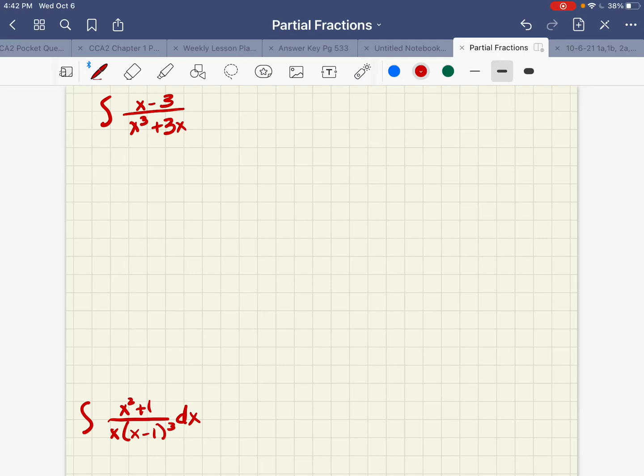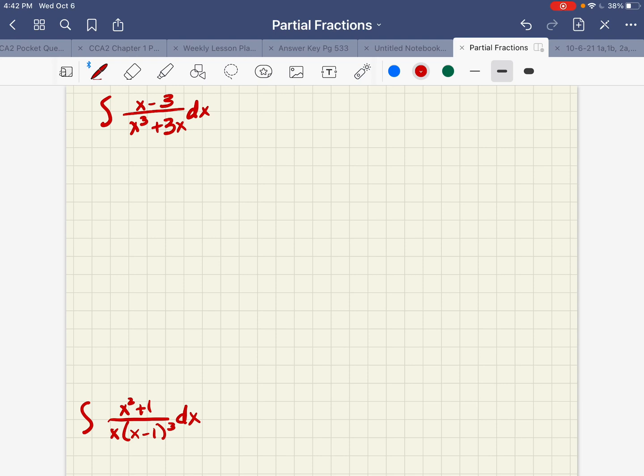Okay, we're going to continue our exploration of partial fractions today with exploring what happens when you have repeated or nonlinear factors in the denominator of your rational function. Oh, and I just saw that I'm missing a dx here. All right, so let's start with this first one.